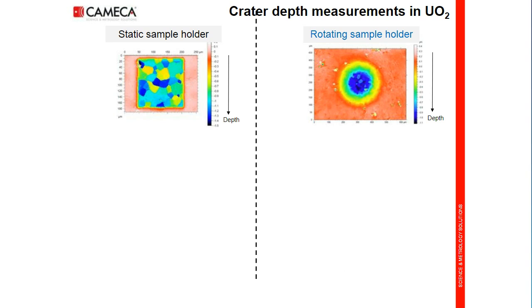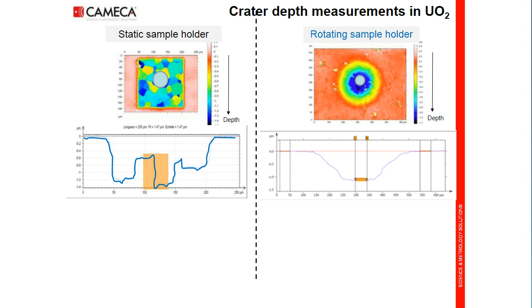Two sets of analyses are compared here, without and with rotation of the sample during sputtering. Measurements with rotation were performed using a rotation speed of 15 RPM. As expected, without rotation, crater depth measurements using an optical interferometer have shown the presence of significant roughness at the crater bottom, with ripples of amplitude close to 1 micron.